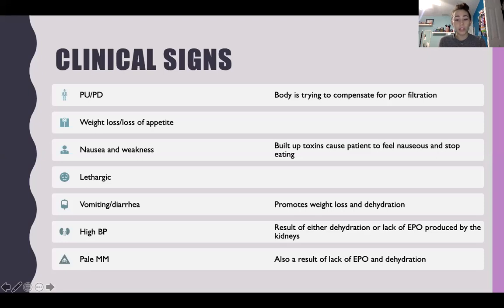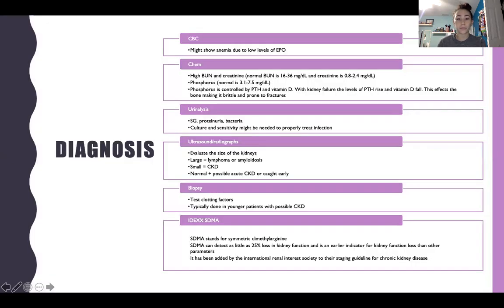High blood pressure can be seen in patients with CKD as a result of either dehydration or lack of erythropoietin being produced by the kidneys. Also, pale mucous membranes goes along with the lack of EPO and dehydration. For diagnosis, blood work, urinalysis, ultrasound and radiographs, and biopsy can all be used.